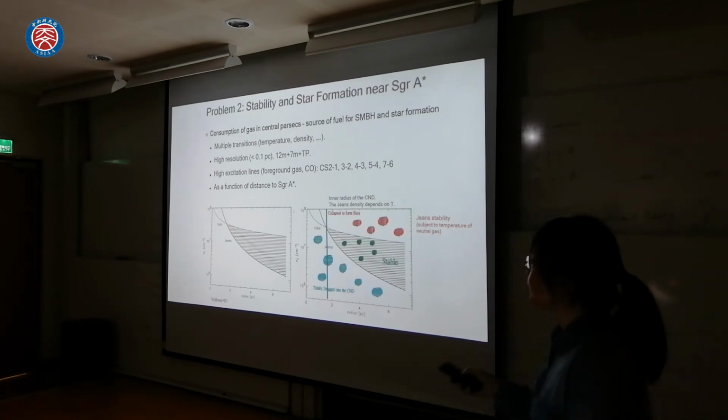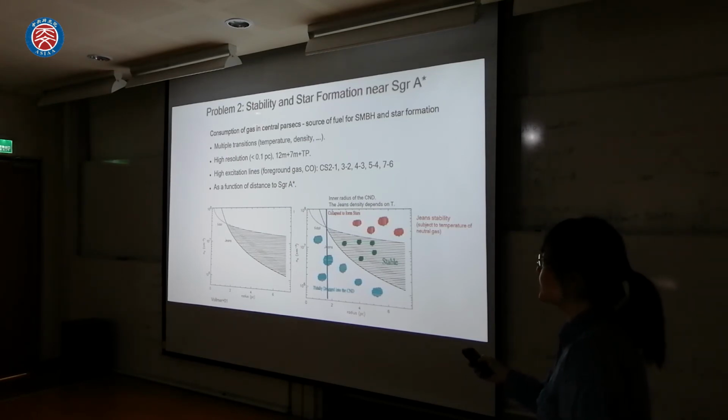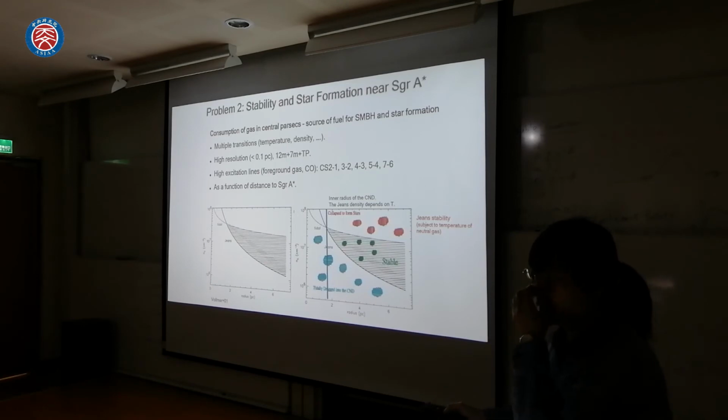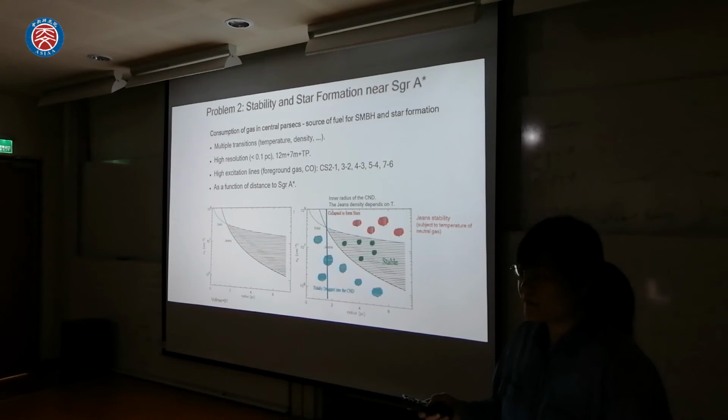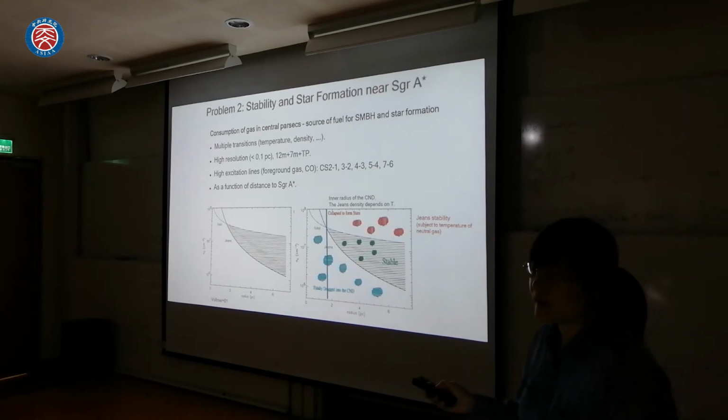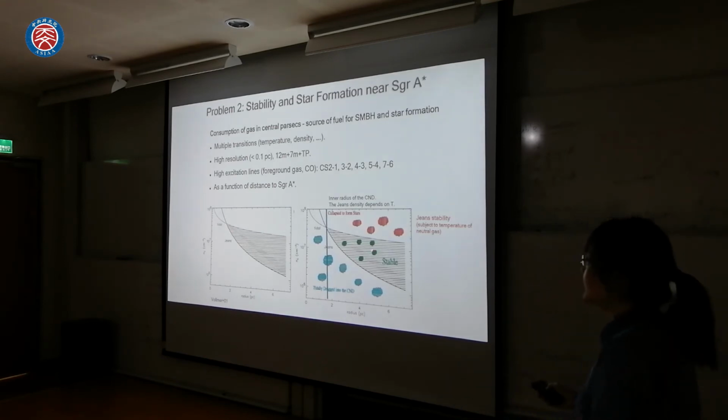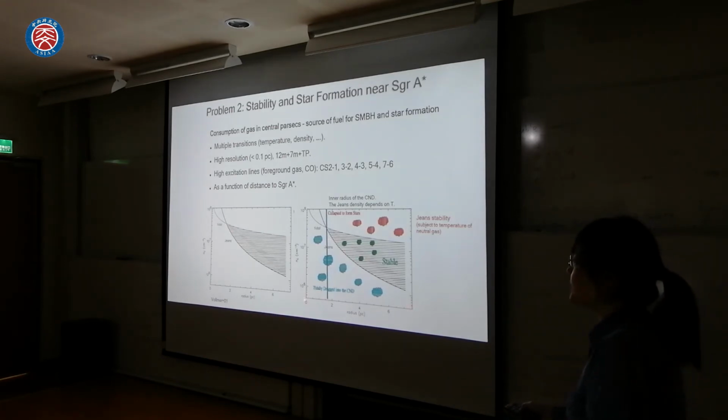Okay, so the last problem I would like to tell you about today is the stability of star formation near Sgr A*. The idea is that we would like to have a measurement of the physical properties, the densities and temperature information, of the cloud core scale, and to see how they are associated and how they behave as a function of distance to such a star.